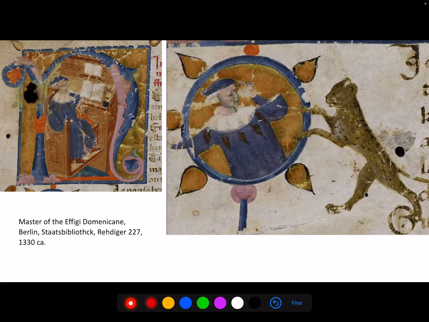So, the Divine Comedy became very, very popular, as I told you, and also we can see miniatures by other artists. This is the so-called Maestro delle Effigie Domenicane, in a manuscript in Germany, 1330s, and here we can see Dante Alighieri in his studio, and Dante at the beginning of the Divine Comedy with the leopard. Also here, Dante is pictured dressed in blue as a young man, no particular characteristic, just a stereotype of a young intellectual.